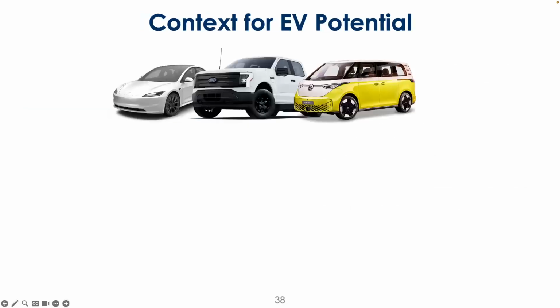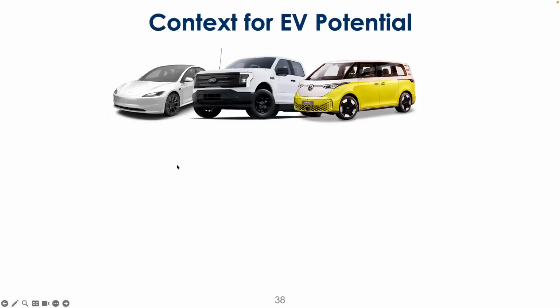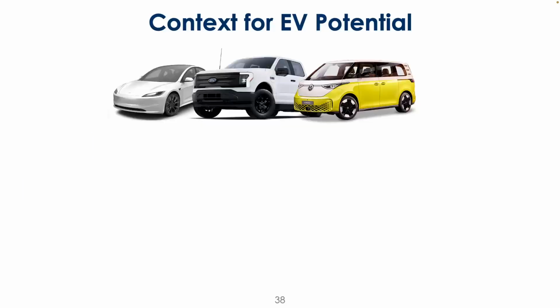And for context, how does that scale to electric vehicle potential? So surprisingly, even with what we have on the road today, there are more batteries in terms of capacity on the road than there are in terms of storage providing service to the grid. Right, so we have about 200 gigawatt hours of batteries just sitting around in cars in California compared to the 70 gigawatt hours that are specifically being used for grid storage.